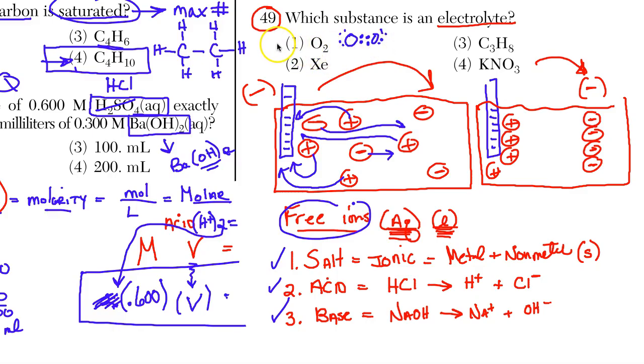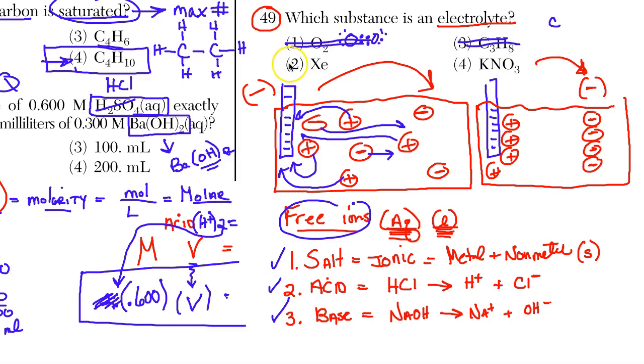Things that are covalently bonded, made of what? Nonmetals never break apart into ions, except for one small case, and that is organic acids, the COOH group. Okay, so this isn't going to work. C3H8 is a hydrocarbon, and this hydrocarbon never dissociates because it is bonded covalently between nonmetals. So that is a non-electrolyte.